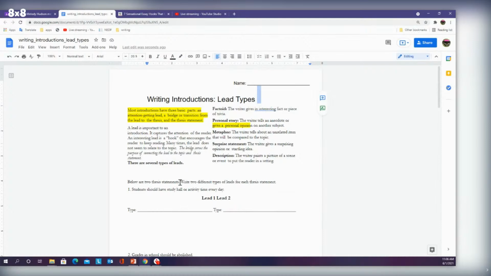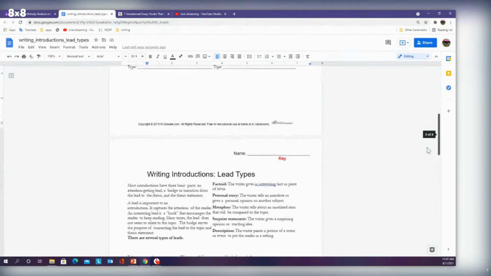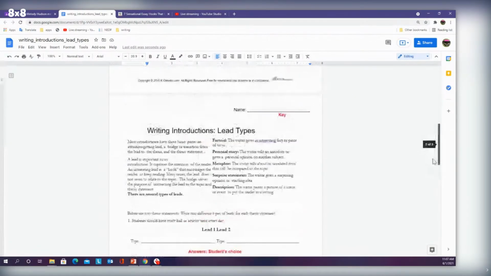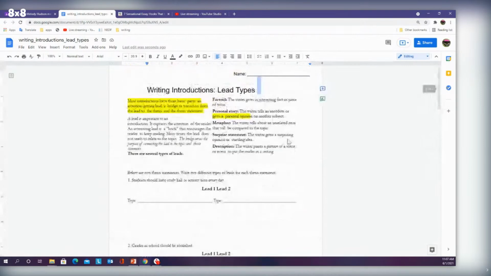So here are 2 thesis statements. Write 2 different types of leads for each thesis statement. And these are going to be your choice, but let's go over it together. Students should have study hall or activity time every day. Those are thesis statements.